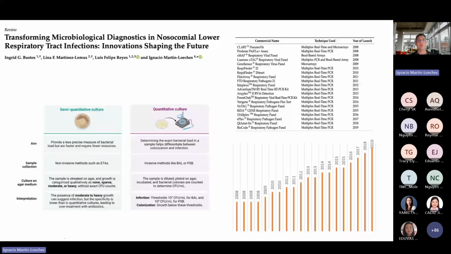With those patients where we are using non-invasive methods, endotracheal aspirate or even sputum, we have to be careful that we are not analyzing the wrong sample, that we have adequate quality in order to process that sample and not throw away that very precious tool.